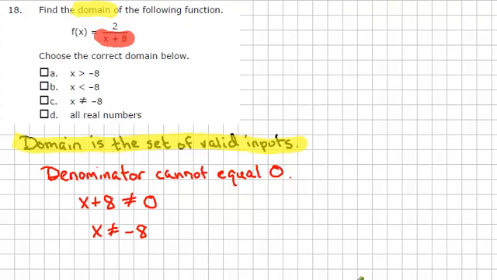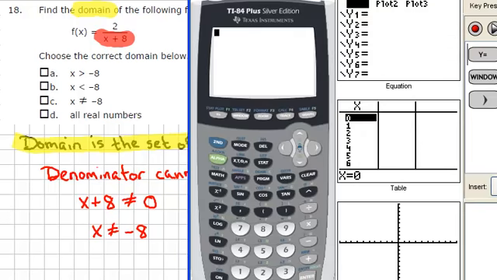So just to illustrate this, let's go ahead and use our graphing calculator. First of all, go to y equals and enter the function 2 divided by the quantity x plus 8. Make sure that you use parentheses to enclose the x plus 8 so that you divide 2 by that entire quantity. 2 divided by the quantity x plus 8.